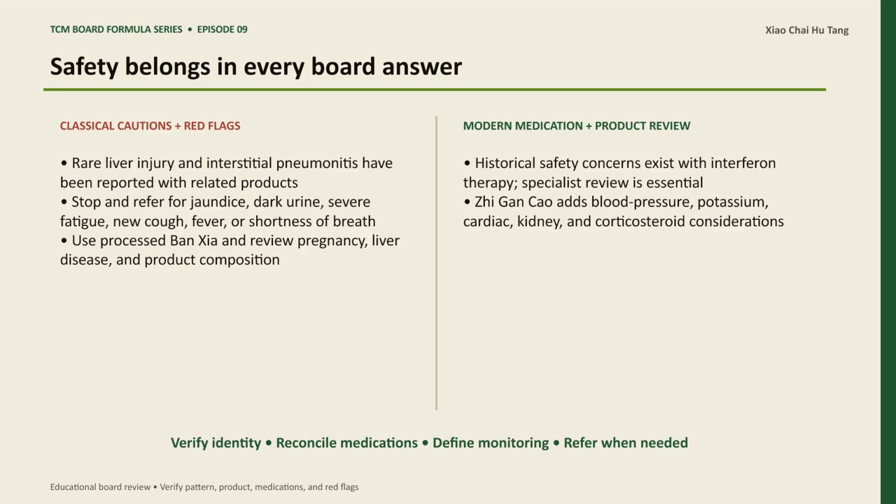Zhi Gan Cao adds blood pressure, potassium, cardiac, kidney, and corticosteroid considerations. Use a verified product. Document the complete medication and supplement list, set monitoring parameters, and refer when red flags exceed the scope of routine herbal care. Formula names do not guarantee identical composition or concentration across products.